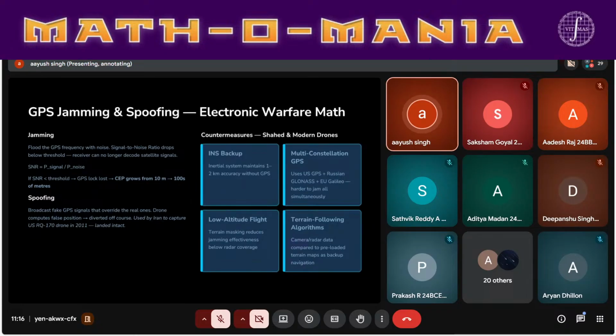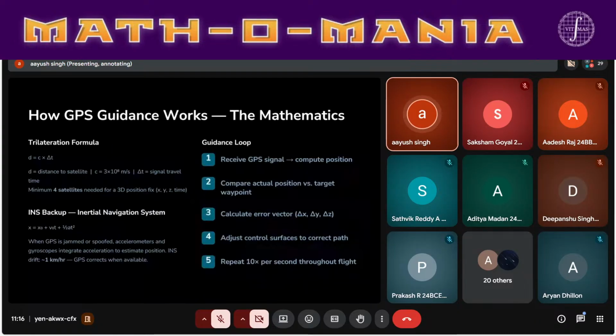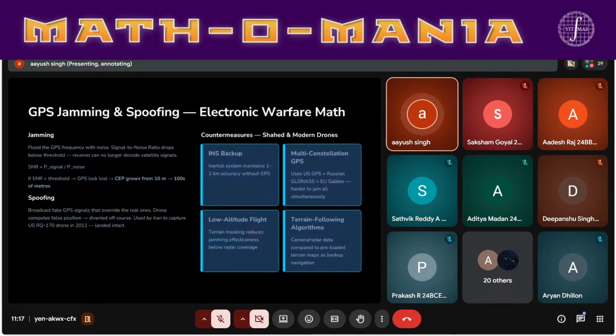So to prevent GPS tracking, we apply jamming or spoofing. Jamming means that we flood the GPS frequency with noise because GPS is essentially a signal, as we have seen in the first step, which is basically to receive the GPS signal. We bombard the receiver with noise. The reason behind this is that when the signal to noise ratio drops below a certain threshold, the receiver is no longer able to receive the satellite signal, thus it is lost.